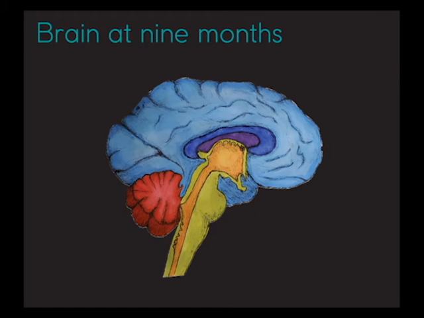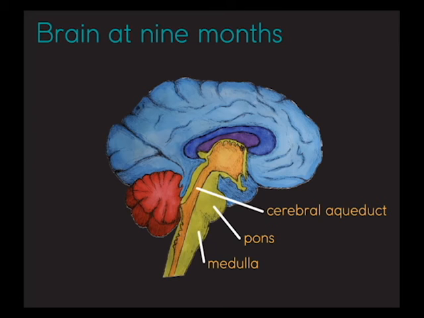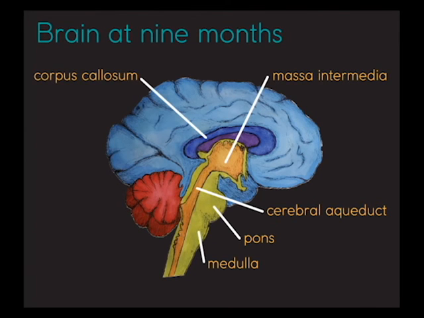Now let's label some parts of the brain. We have the medulla, the pons, the cerebral aqueduct, the massa intermedia, the corpus callosum, the pineal body, and the cerebellum.